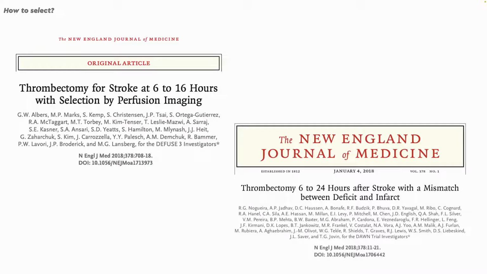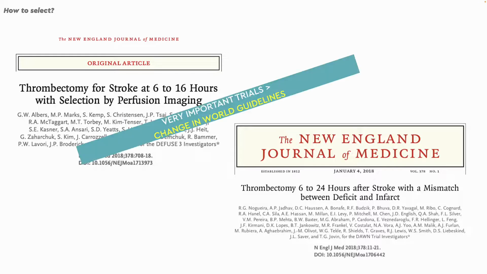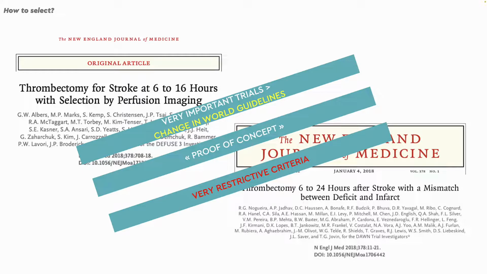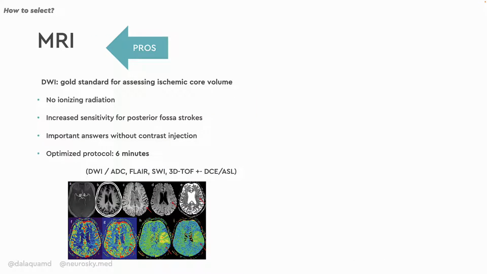So what we have now as the current guidelines, we have the American and European guidelines. The American guidelines are based on two very important studies, the DAWN and the DEFUSE 3. There were very important papers published in the New England Journal of Medicine that changed the world guidelines. There are trials that are proof of concept, and they have very restrictive criteria because they wanted to show that mechanical thrombectomy was effective.